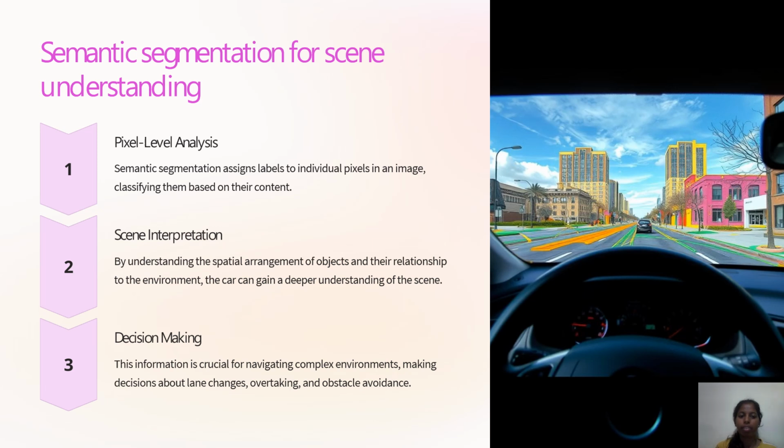The first is pixel level analysis, where the acquired image will be divided into the small pixels based on the content, and scene interpretation. In the scene interpretation, the objects can be verified whether it's a motionable or non-motionable. And the third one is decision making. According to the objects or the obstacles which is front of the car, it can make the decision whether it has to change the lane or whether it has to overtake or whether it has to obstacle avoidance.